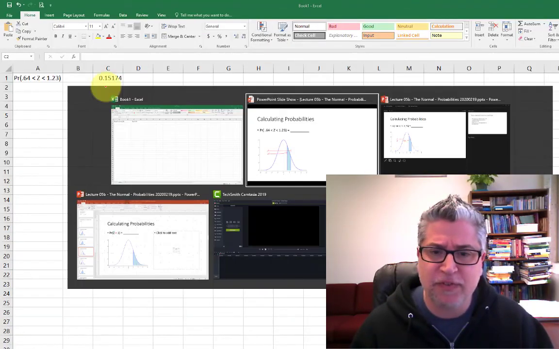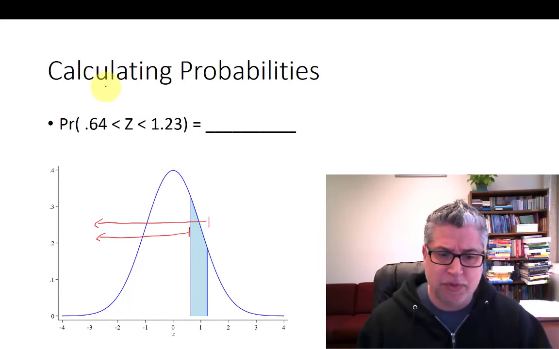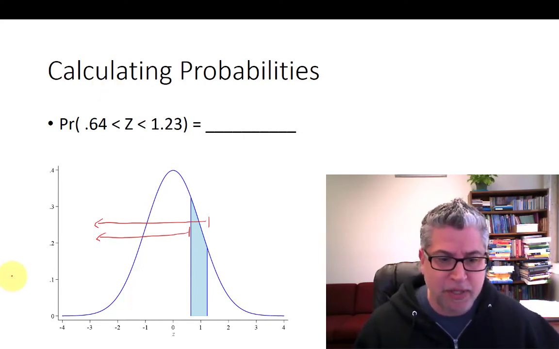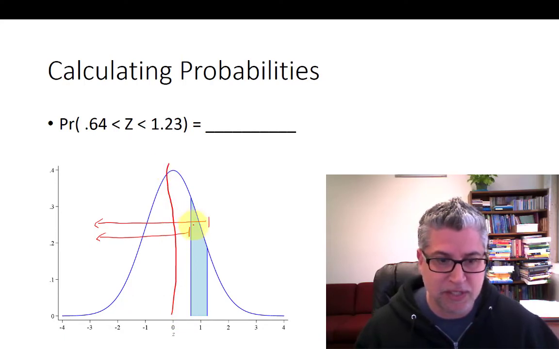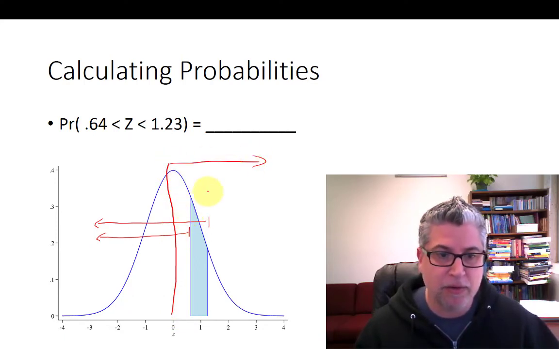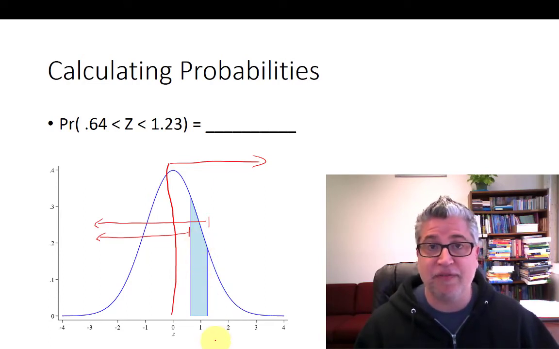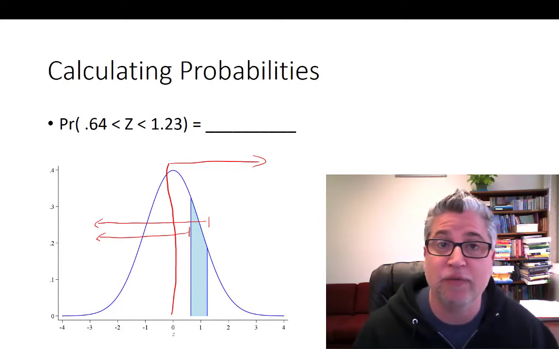Now, why less than 50%? The entire probability to the right of 0, this entire probability here, has got to be 50%. And this is only a portion of that 50. So I knew I had to get a number less than 50%. And sure enough, we did.